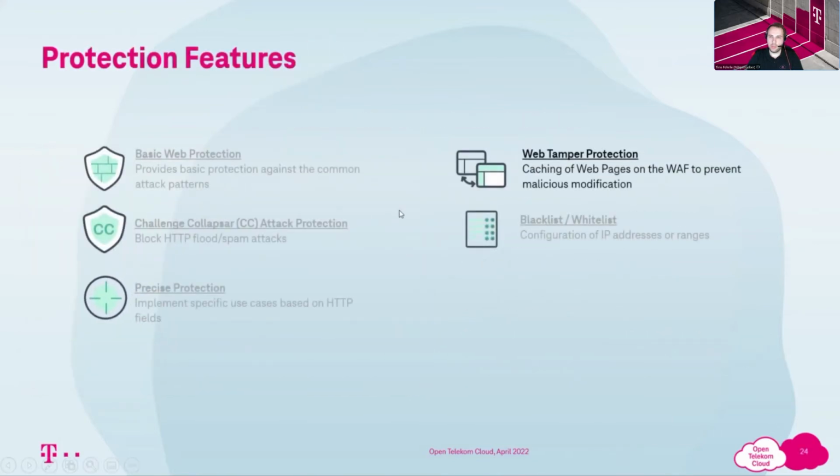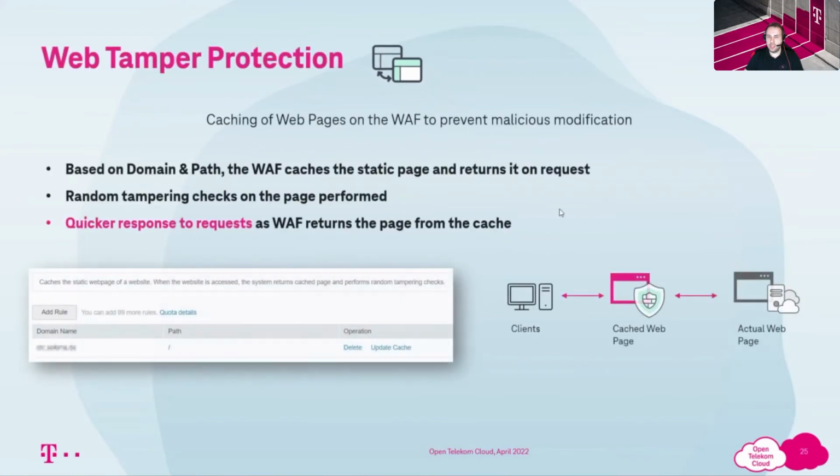The next one is web tamper protection. This is a feature which caches a static web page from the web server directly on the WAF. This has two benefits. The first is that the WAF is caching the website, meaning when a request arrives at the WAF, the web server is not contacted at all, and the WAF can respond directly. This may also reduce the response time for the website.